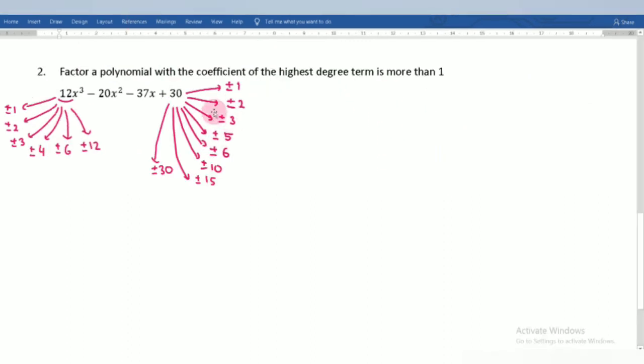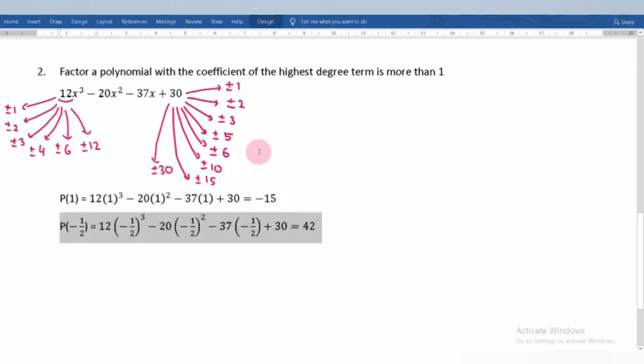So after you list all the possible factors of the last term and of the coefficient of the highest degree, let's go to the first candidate. For example, plus 1 divided by plus 1, so it is 1. If I put 1 into this polynomial, I can see that it's not 0. It is -15, so I need to proceed. The next one, for example, -half, which is +1 divided by -2, or -1 divided by +2. Either way, it can be -half, it can be half. For this one, -half, it's still not 0.